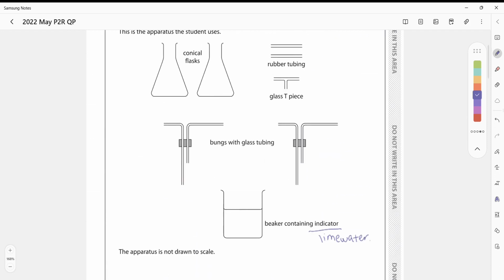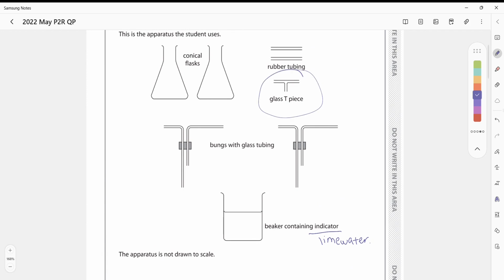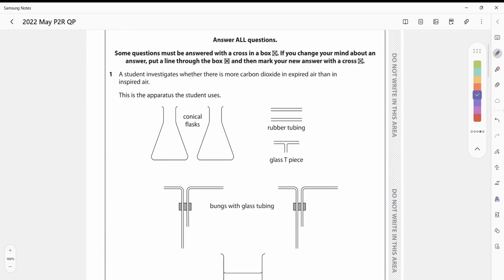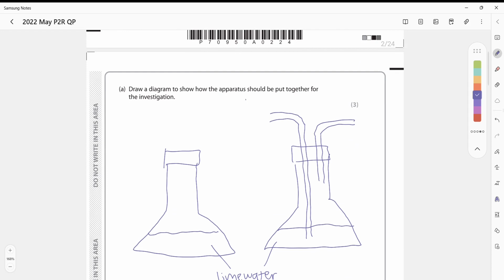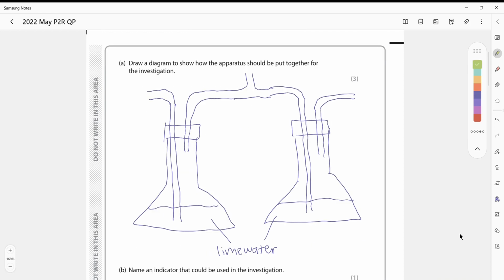We also have this glass T piece here. So that's the part where the participant would put their mouth. So we would have this T tube there. And then again, the short end of the tube, and then the long end going like this. So in a different color, I'm going to show what actually is supposed to happen here. So this part is the mouthpiece. That's where the student would put their mouth onto the glass piece.